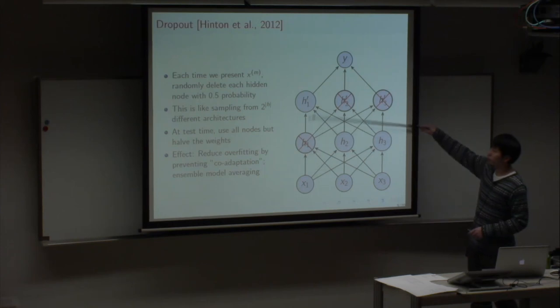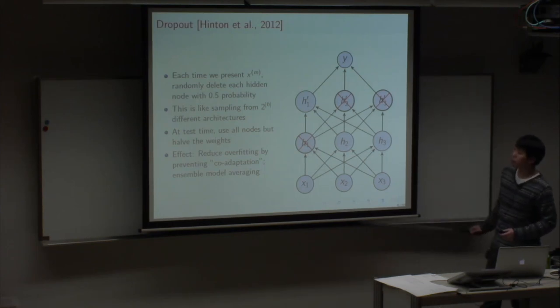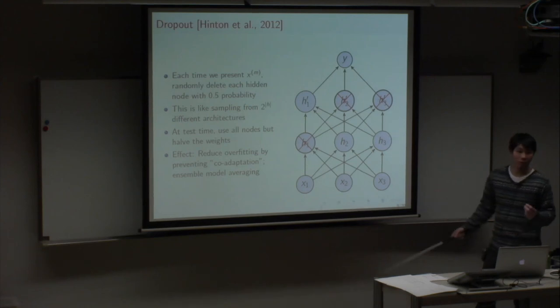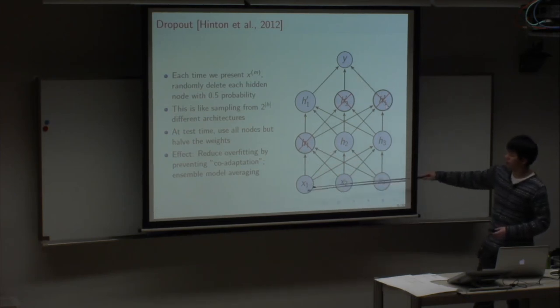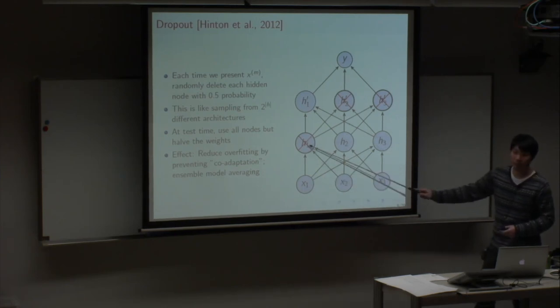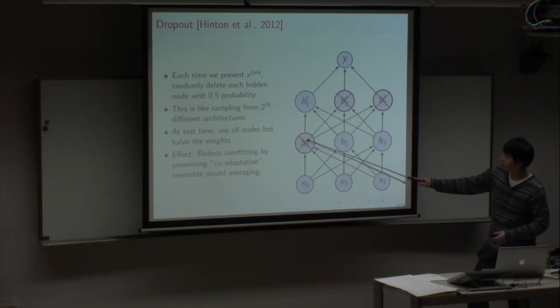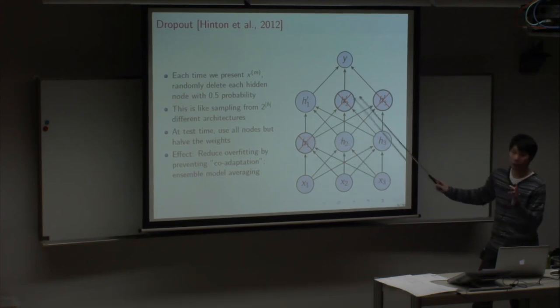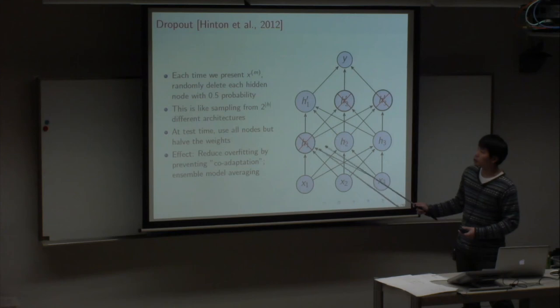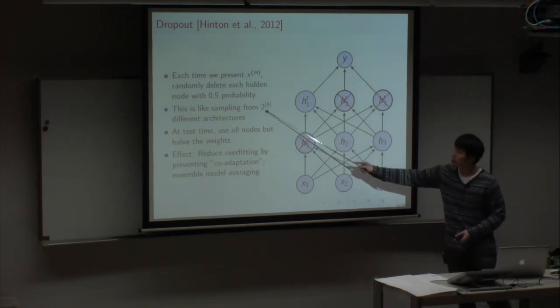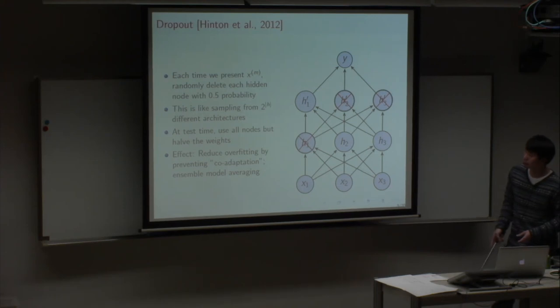When you train your network using backpropagation, you randomly delete the hidden nodes with half probability. Say you try to predict the label y given x. You randomly delete these nodes, so all the weights going into H1 and all the weights going out are just gone. The network needs to figure out the answer with the remaining nodes. You can think of it as sampling a different architecture each time, because you're doing this randomly. So it's actually sampling from 2 to the h different architectures.